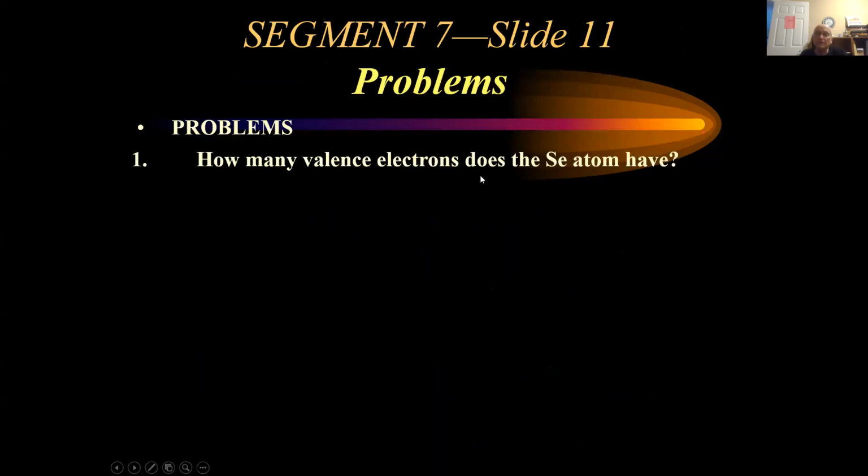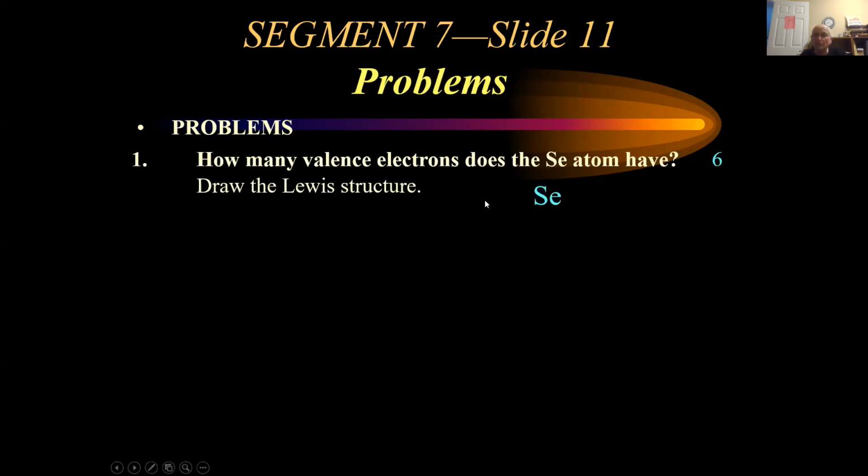Okay, let's kind of go through what we would need to do to work these kinds of problems. How many valence electrons does selenium have? Well, if you look at the periodic table, selenium is the element in group 6. We've got oxygen, sulfur, selenium. So all of those are group 6. So it has 6 valence electrons.